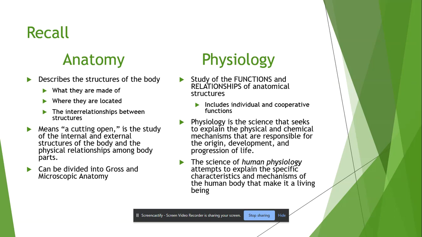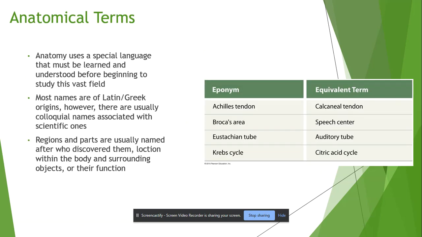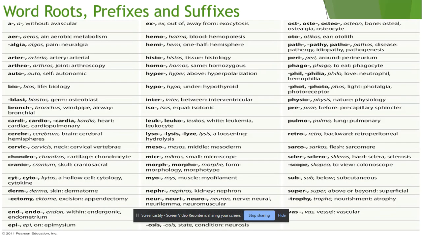Just a quick recall. Anatomy describes the structures of the body, while physiology describes the functions of those structures. Your anatomical terms are pretty much a different kind of language than normal English, so I'd strongly encourage you to learn those things. Most of these come from a Greek or Latin origin. However, they're usually associated with some sort of colloquial name versus a scientific one. You can see that highlighted there on the right.